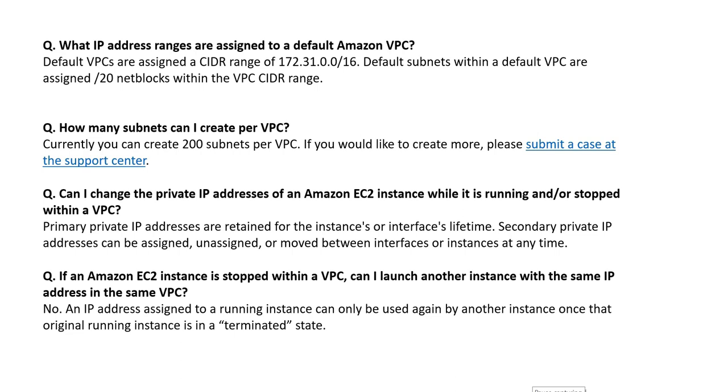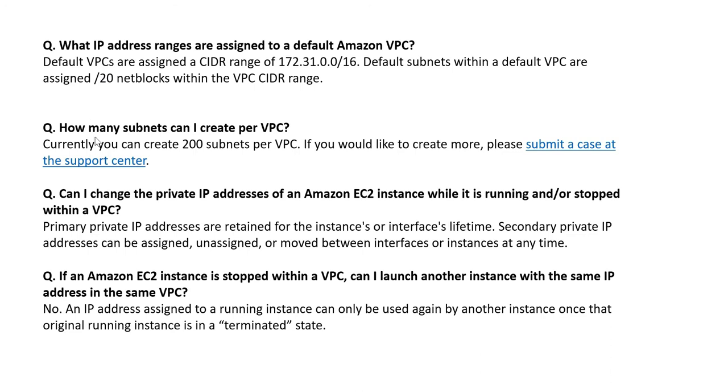Now let's look at a few important concepts. The first one is, what is the IP address range assigned to a default VPC? So we saw examples where we created our own VPC. But the question here is, when you create an account, it gets a default VPC. So for that default VPC, the CIDR assigned is 172.168.0.0/16, and the default subnets under the default VPC use /20 netblocks.